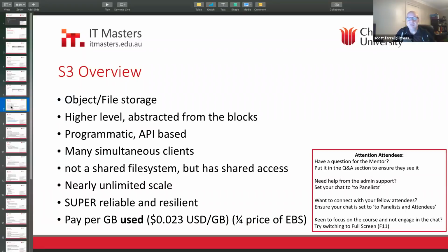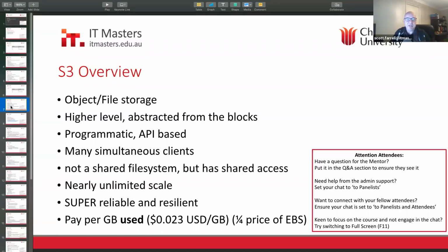Okay, so we're going to have a more detailed look at S3. As we talked about before, Amazon calls it an object store, and it's really just file storage. Objects are files. They call things different names just to confuse you a little bit. It's a higher level storage, abstracted away from the block, so you can't get to the disk. You can't format a disk. All you can do is upload and download files.